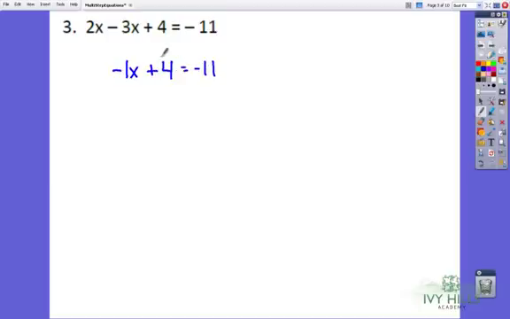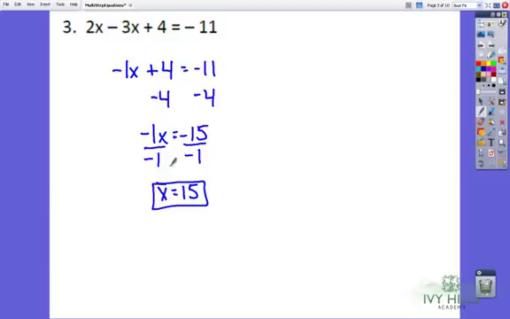At this point, I want to take that positive 4 and subtract 4 from both sides. That will give me a negative 1x equals negative 15. Dividing both sides by negative 1, that will give me x equals 15.